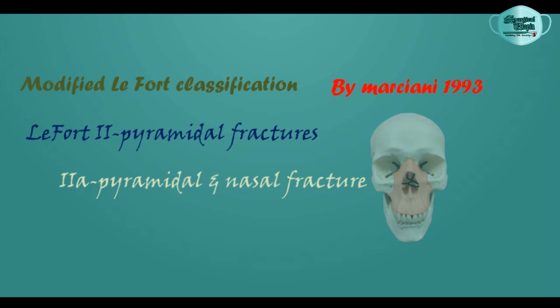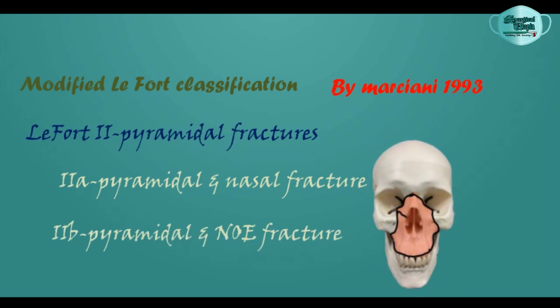Then coming to Le Fort 2B type, which includes the pyramidal fracture and naso-orbito-ethmoid fracture. So here is the picture for Le Fort 2B fracture, which includes the pyramidal fracture following the Le Fort 2 line and the naso-orbito-ethmoidal fracture along with it.